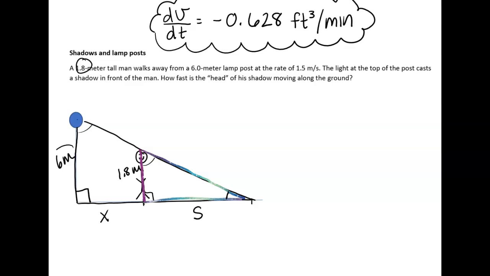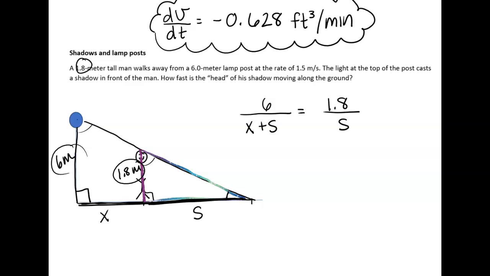So I know that this side of the triangle, so 6, relates to this whole bottom side of the triangle, or leg, so to speak. So 6 is to x plus s. And then this height of this triangle over here is 1.8, and that relates to this leg here of the triangle. So it's sort of upright leg to horizontal leg equals upright leg to horizontal leg. So then we have a proportion. We could leave it like this, I guess, if you want to take a very annoying derivative, but I wouldn't.